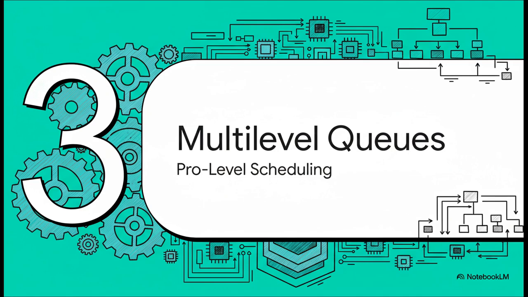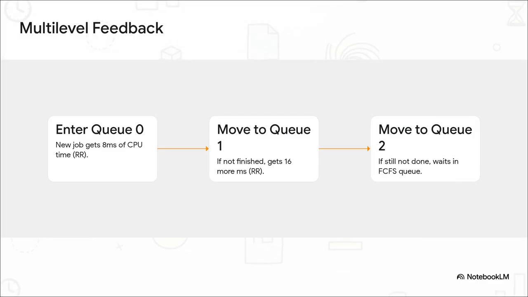So we've got these different strategies, right? Each with its own pros and cons. But in the real world, modern operating systems are way smarter. They don't just pick one. They use incredibly clever hybrid approaches to try and get the best of all worlds. Enter the multi-level feedback queue. And trust me, this is where things get really clever.